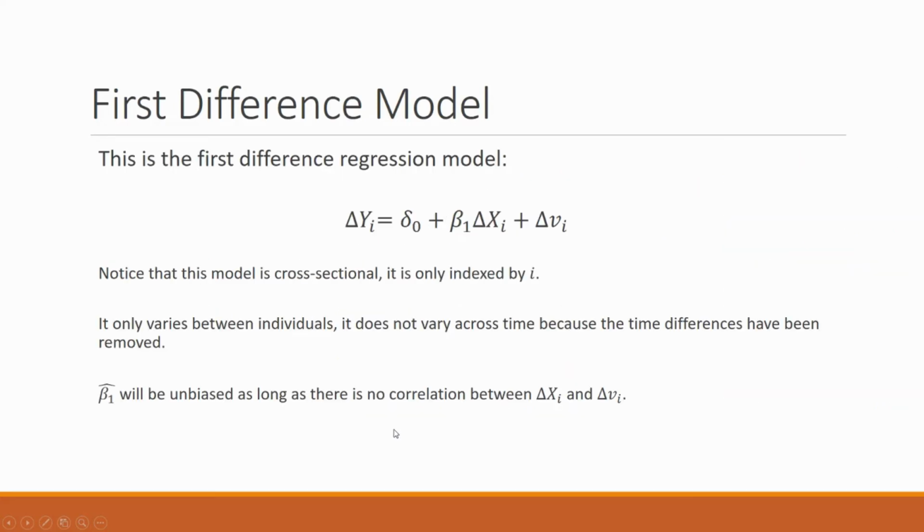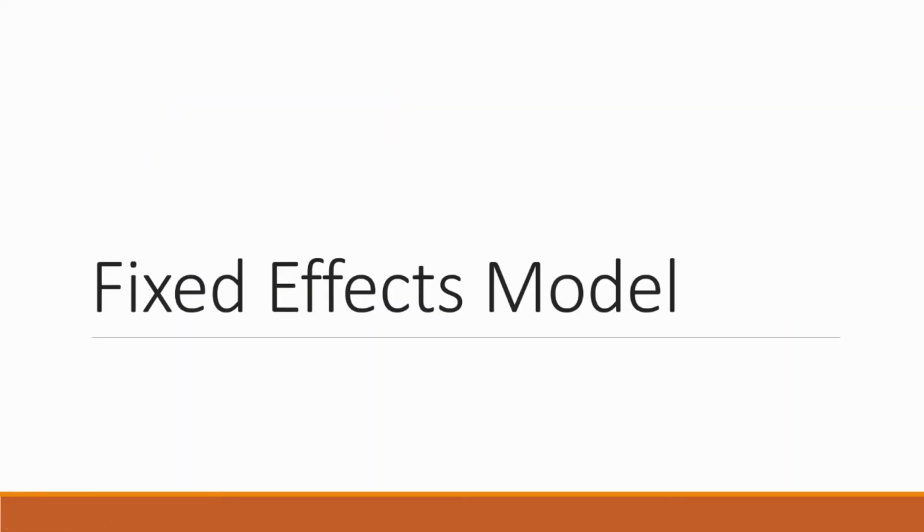You'll notice that now this model is cross-sectional. It is only indexed by i because we've differenced out the changes across time. All right, so we have the change in y, and we have the change in x. So it only varies between individuals. It does not vary across time because the time differences have been removed. All right, beta 1 hat will be unbiased so long as there's no correlation between the change in x and the change in the error term, which is equivalent to the assumption I made before. Okay, that is the first difference model.